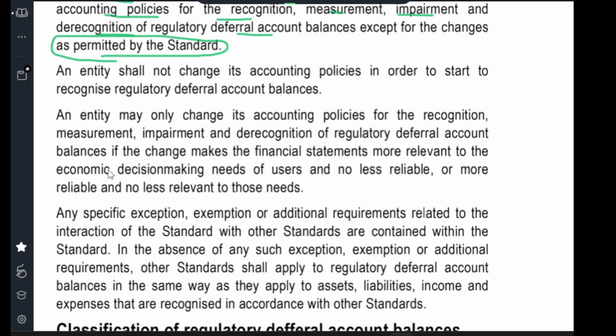An entity may change an accounting policy for recognition, measurement, impairment, and de-recognition of regulatory deferral account balances only if the change makes the financial statements more relevant to the economic decision-making needs of users, and no less reliable, or more reliable and no less relevant to those needs. So by changing these deferral accounts, there should not be any adverse change in the financial statements. It should not influence a decision maker by making the financial statements less reliable or less relevant. It should be true and fair.